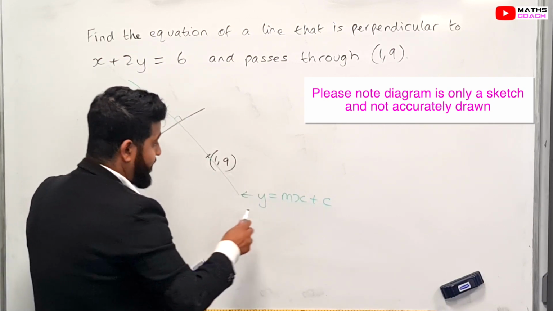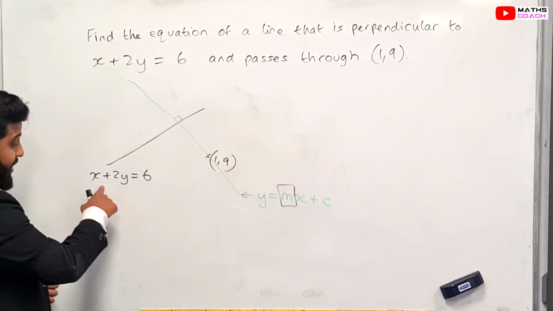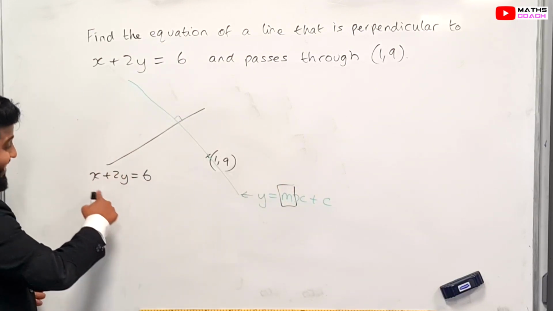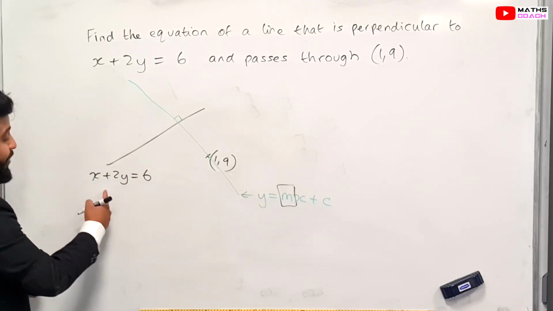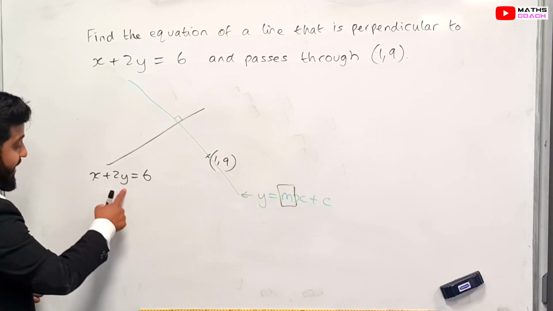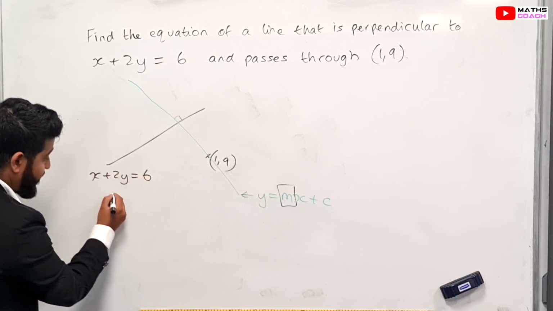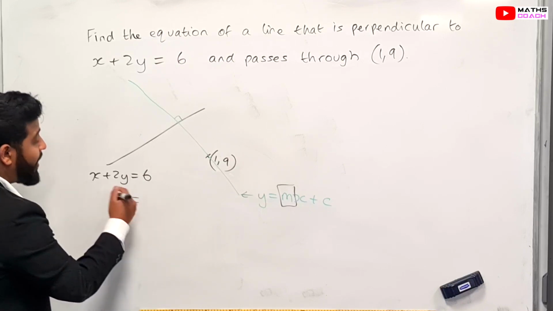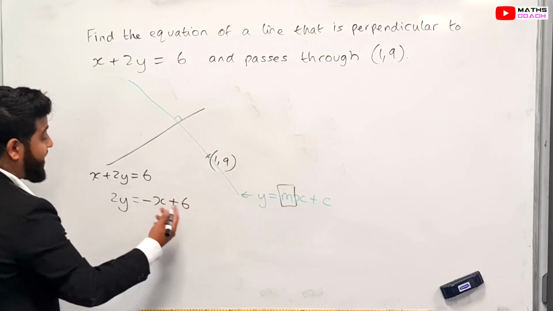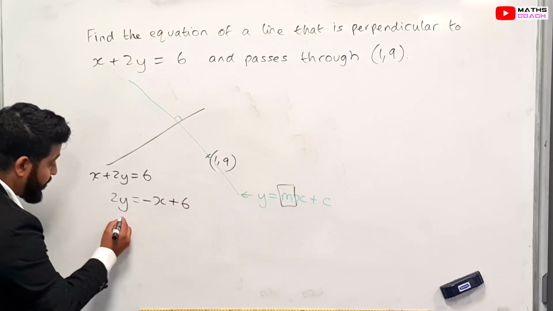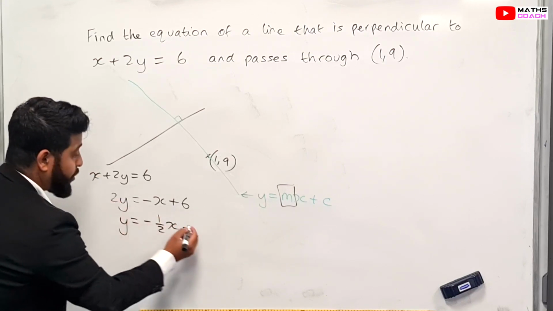First of all, I can find this straight away using what I've just shown you. I just have to get the gradient from here. But this is not written in the y equals mx plus c form. So I have to get this into y equals mx plus c by making y the subject. So how do I do that? I take the x over to the other side. So I get 2y is equal to 6 minus x, or I could write minus x plus 6. It's the same thing. Then I divide by 2. So I get y is equal to minus 1 over 2x plus 6 over 2, which is 3.